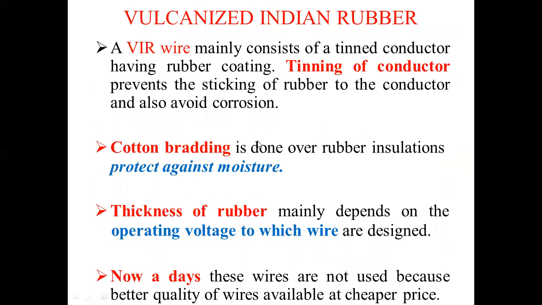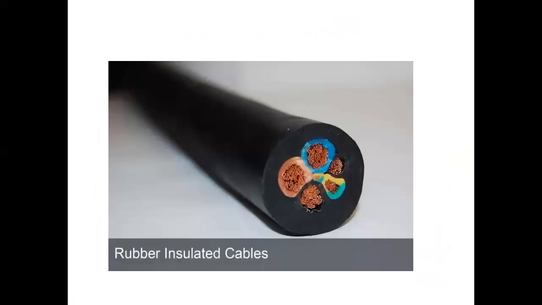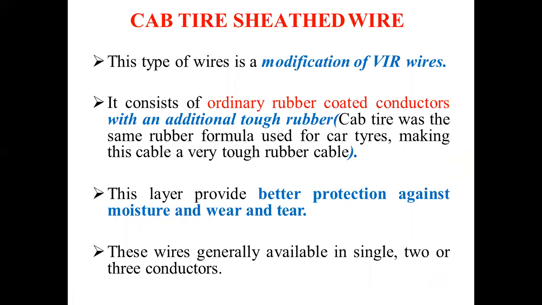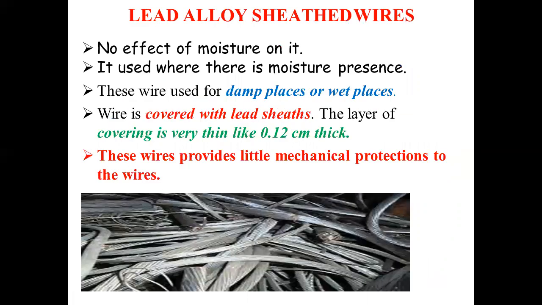So these are the explanations for each wire. And I will move the slides. This is just an image of the rubber insulated cable, how it looks. It's a rubber insulated cable. And CTS. Here you can see this is the CTS type of wire. These are the technical specifications of that wire.